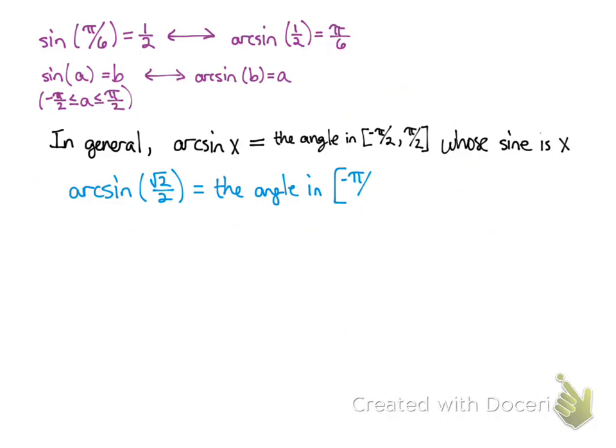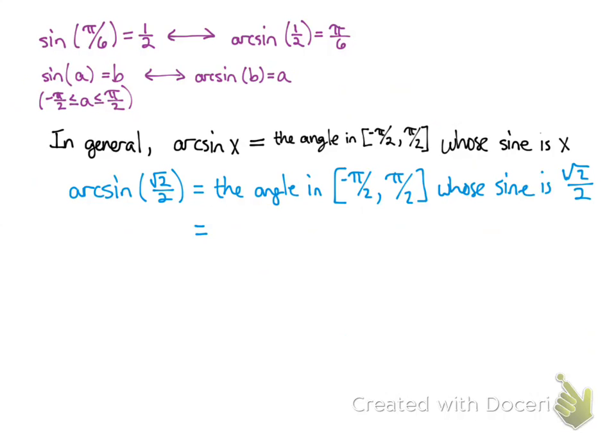What's arcsine of the square root of 2 divided by 2? Well, it's the angle in this interval, in between negative pi over 2 and pi over 2, whose sine is the square root of 2 over 2. Now, you have to kind of remember your special angles at this point. I am going to make you remember them. You need to know sines and cosines of 45 degrees, 30 degrees, 60 degrees, and you also need to know about 0, pi over 2, pi, 3 pi over 2, and so on. So the unit circle stuff that you may have had to memorize in pre-calculus or trig is back.